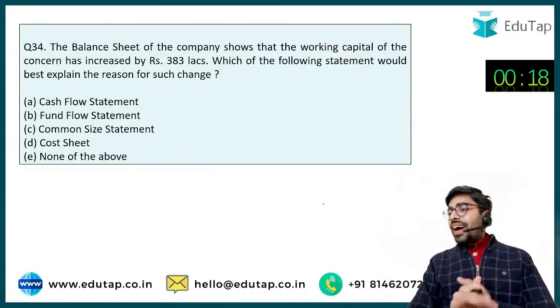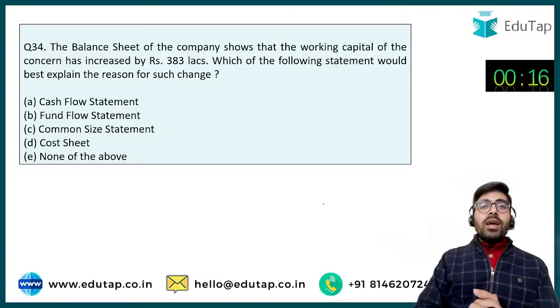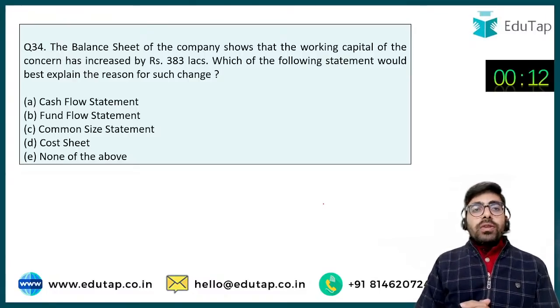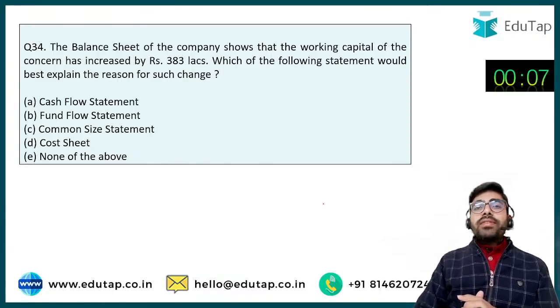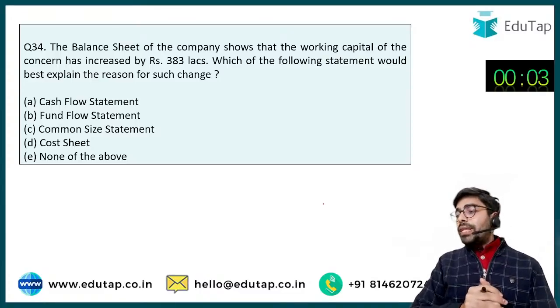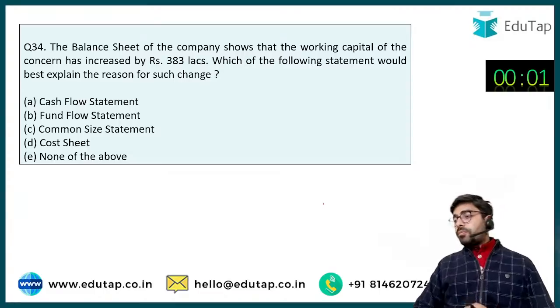Okay, I hope it's clear now. Now let's move on to the next question. Balance sheet of a company shows that the working capital of the concern has increased by rupees 383 lakhs. Which of the following statements would best explain the reason for such change?